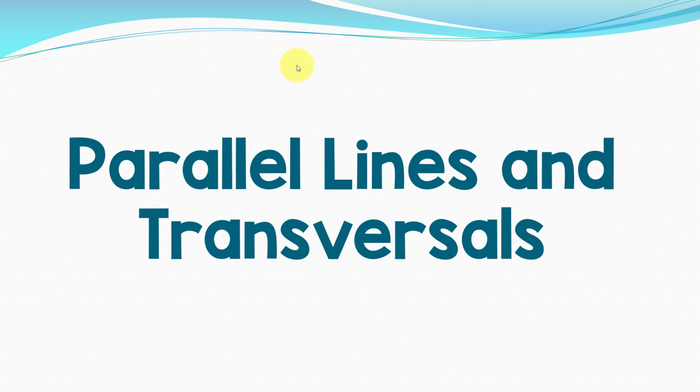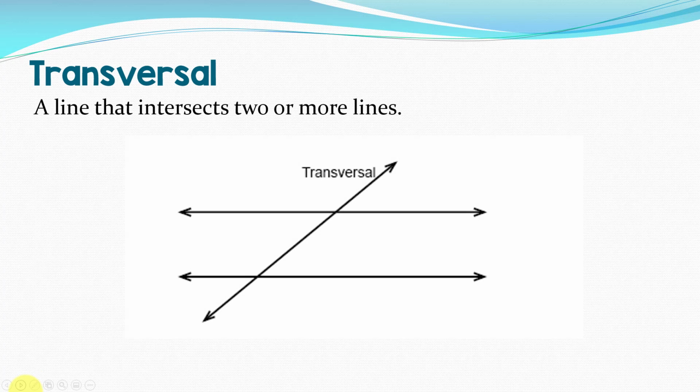All right, in this lesson, we're going to talk about parallel lines and transversals. So a transversal is simply a line that intersects two or more lines. So the transversal is this sideways one that's intersecting these other two lines.